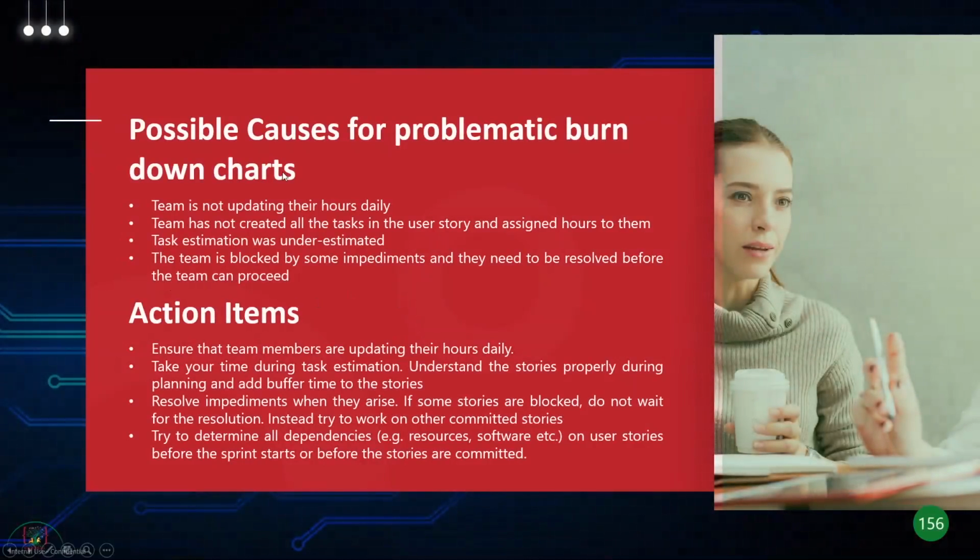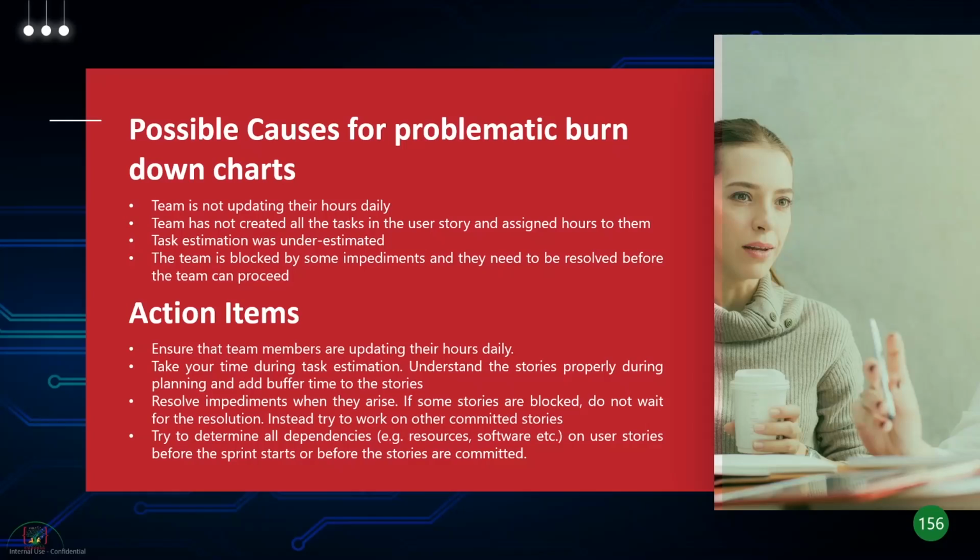So we looked at some problematic burn down charts, right? So what can be some causes for this? Some causes could be the team is not updating their hours daily. The task estimation was not correct. It's underestimated, or the team maybe has not estimated all the tasks in the user stories. They've not assigned hours to them, or it could be the team is blocked by some impediment and they need to resolve it before the team can proceed.